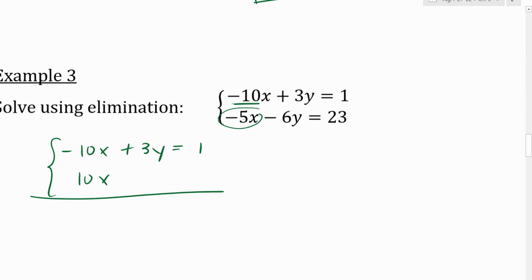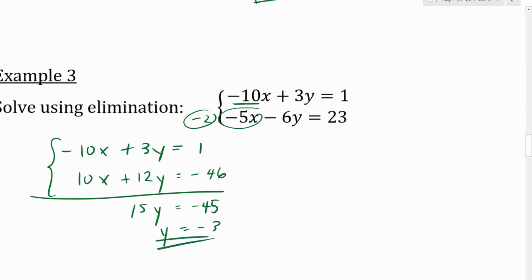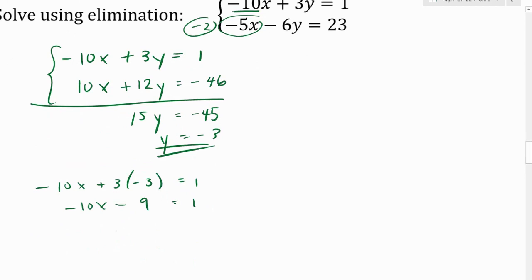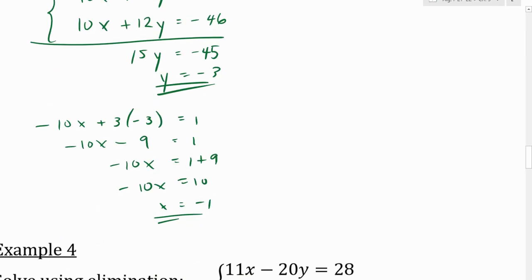But I multiplied negative 5x by negative 2, which means I'd have to multiply the whole equation times negative 2, which gets me negative 46 right there. And then when I add them up, divide both sides by 15, y is negative 3. And then I just pick one of them, plug that y value back in. I pick the top one. So I'm going to add 9 to both sides. Divide both sides by negative 10, I'm going to get negative 1. So my solution is negative 1, negative 3.